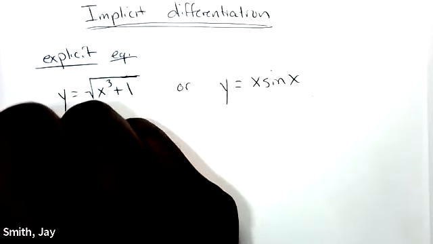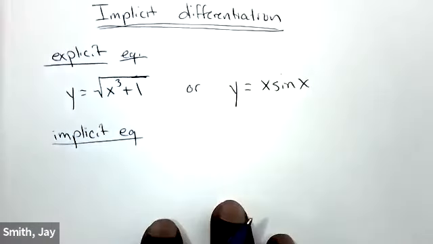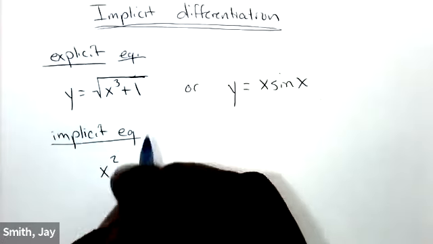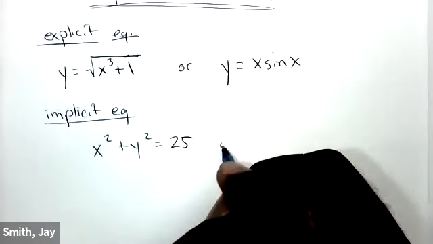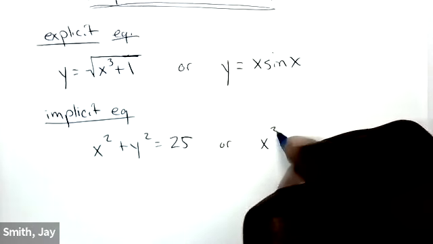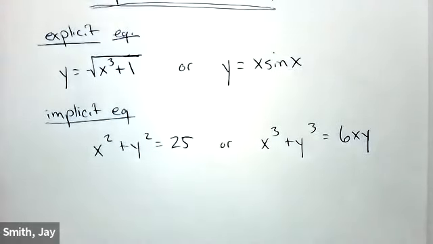An example of an implicit equation would be something like, let's say, x squared plus y squared is equal to 25, or x cubed plus y cubed is equal to 6xy. All right, so these are examples of implicit equations.